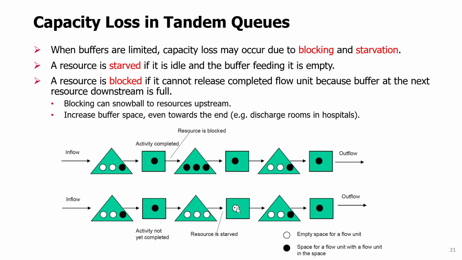For example, when packets are processed in telecommunications systems, we often talk about resources being blocked or starved when waiting lines are limited by some limited memory of the buffer. The second type is blocking, and this is a new type of phenomenon that we haven't considered so far.